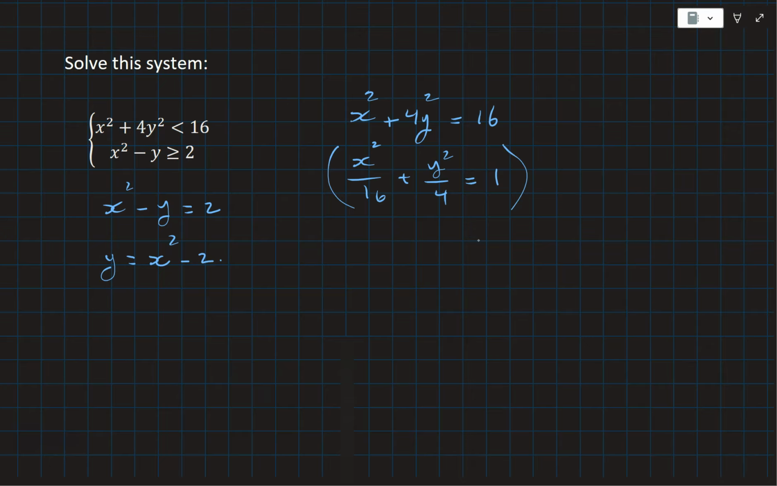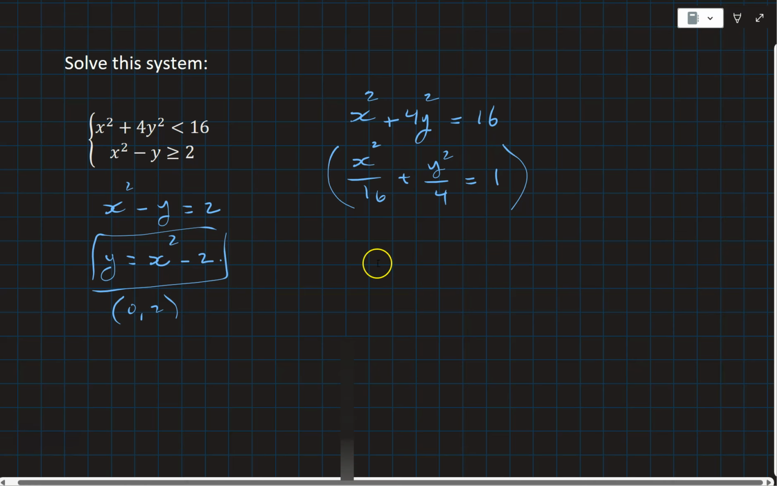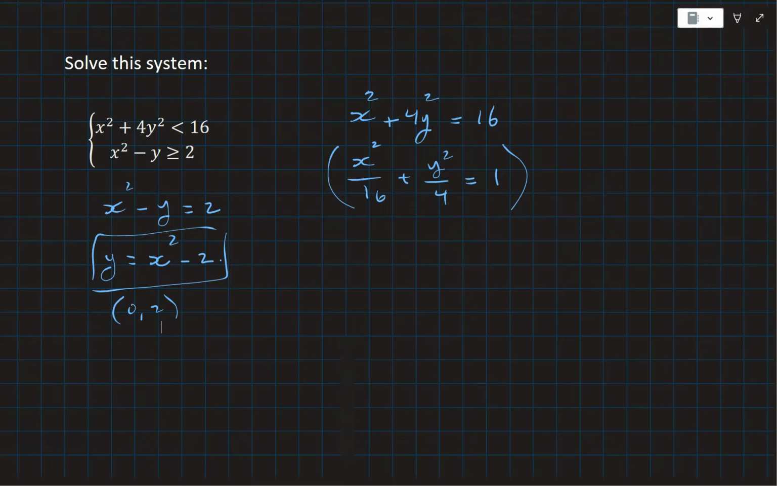Okay, so we have that, and that is easy to deal with as well. We have vertex (0, -2) and it's congruent to the parent function y equals x squared. So we can just graph that parabola and graph that ellipse, then see the points of intersection and then deal with the inequality. So let's go ahead and graph.